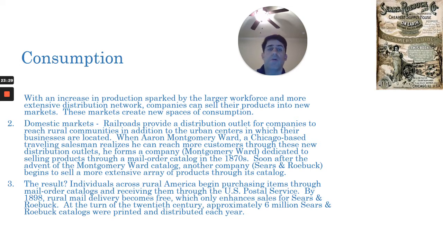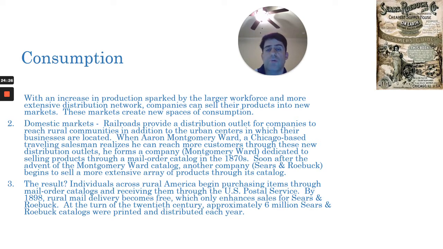a big example of this involves mail order catalogs. Aaron Montgomery Ward was a Chicago-based traveling salesman in the middle of the 19th century, and he quickly realized that he could reach more customers at a more efficient clip through the new distribution outlets available to him. So he wound up founding his own company, Montgomery Ward, and his company sold products exclusively through a mail order catalog in the 1870s. Soon after the Montgomery Ward catalog hit the market, another company, Sears and Roebuck, began to produce a mail order catalog in which they sold a more extensive array of products. So what is the end result?